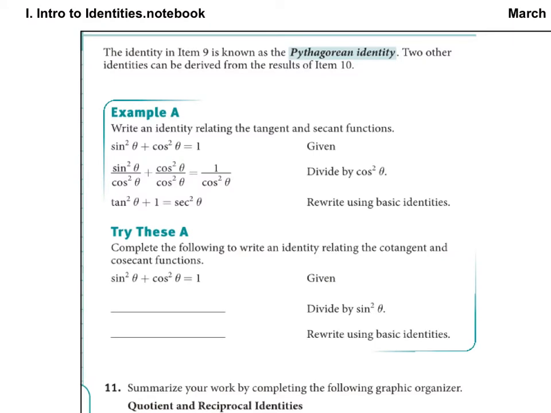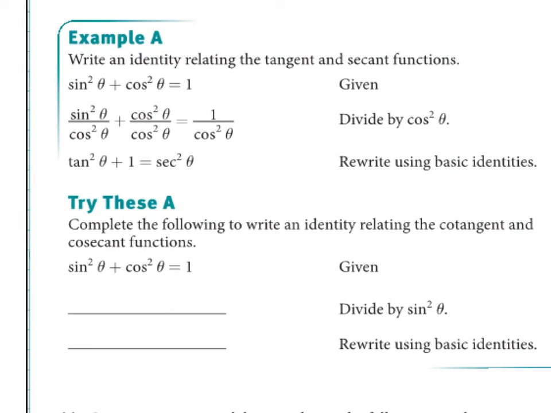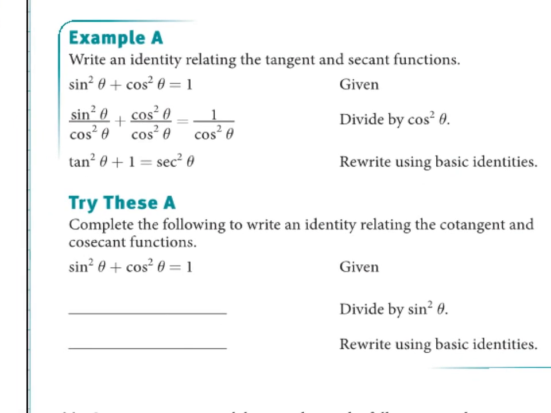All right, so the identity we just derived is the Pythagorean identity. If you take a look at example A here, they are going to give another variation of it. So let's walk through what they did here. So here's the basic given identity that we just used.